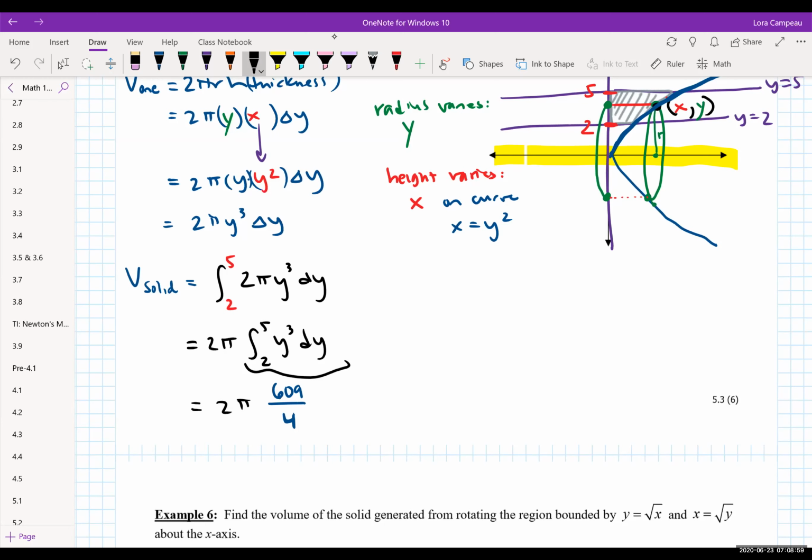So I have 2 pi times all of that. So we just reduce the 2 and the 4, so we should get 609 pi over 2. And because it's volume, cubic units. Voila.